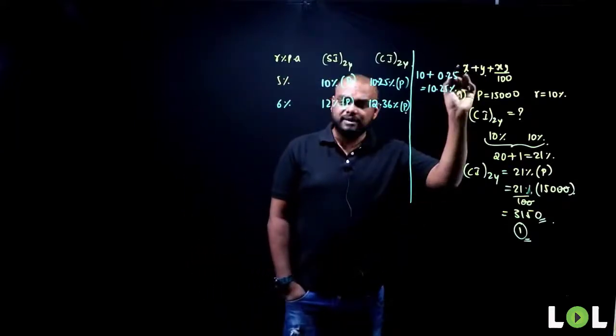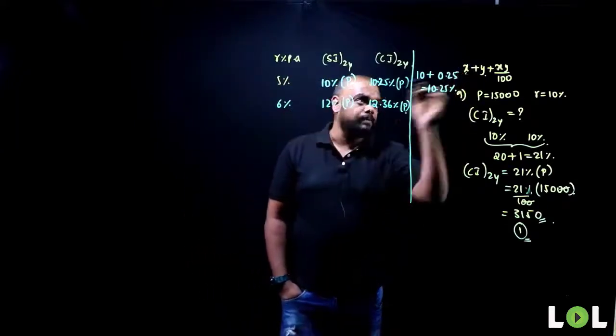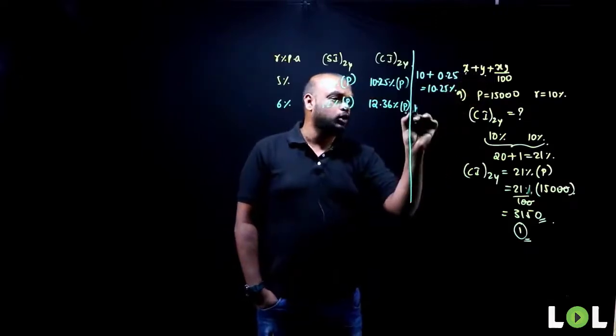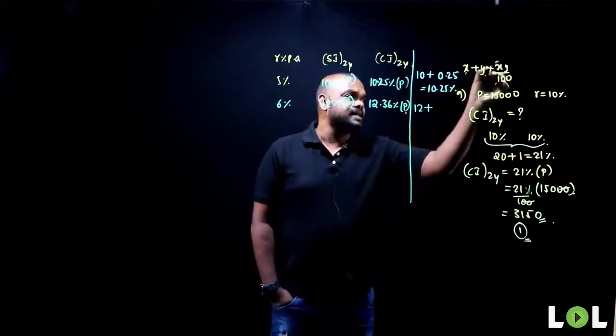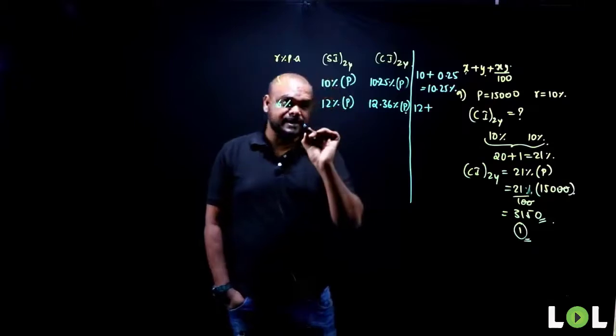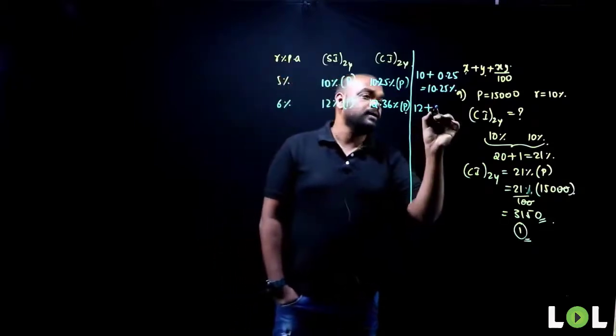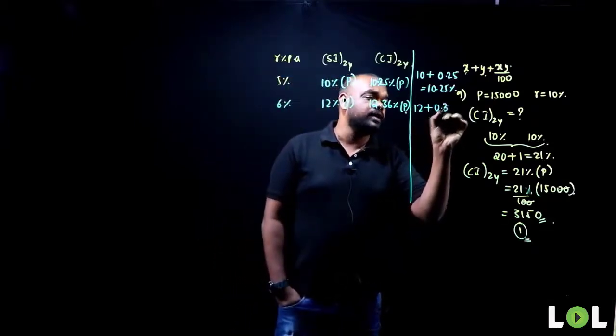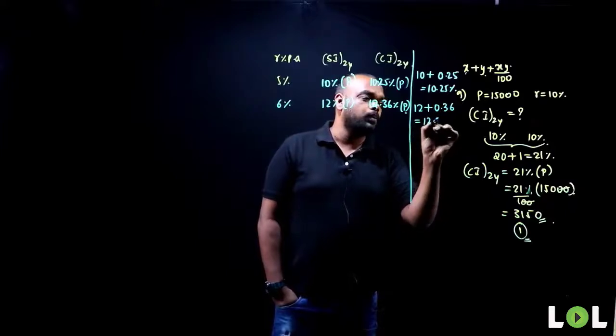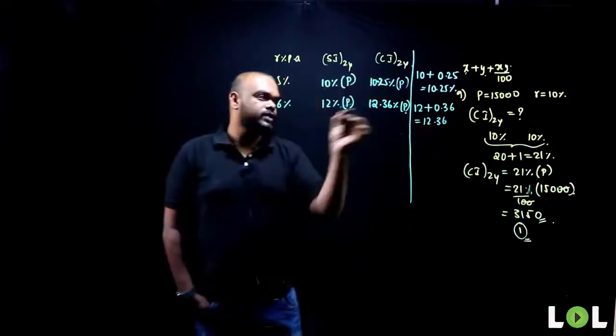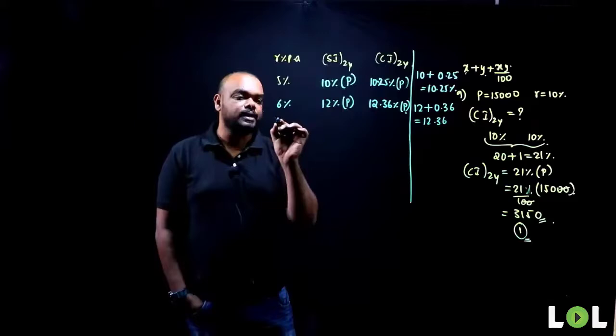X value 6, Y value 6. Okay, 6% per annum. 6 into 6, 36. 0.36. Altogether 12.36. So this becomes 12.36%.